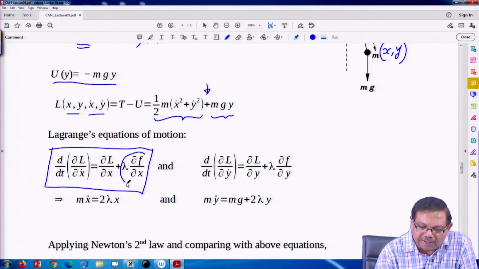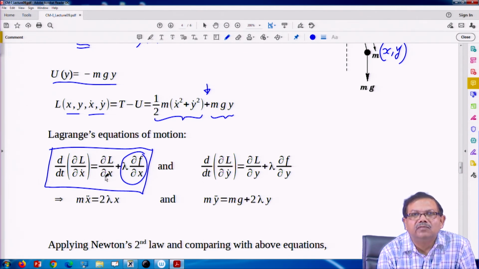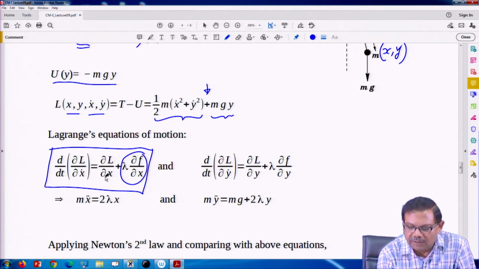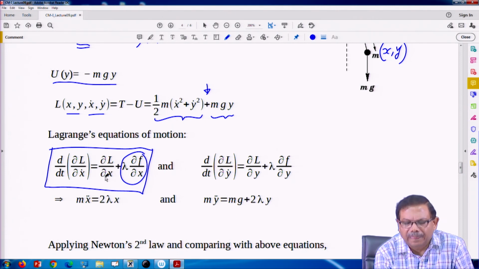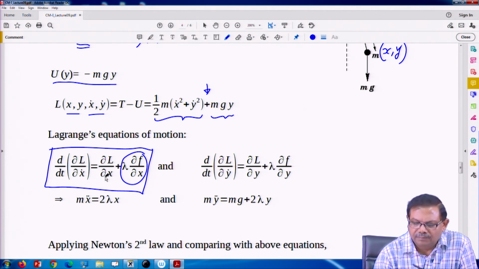This is the extra term because of the constraint, otherwise it is a standard Lagrange's equation of motion. Had we chosen generalized coordinate theta, we would not have bothered about this constraint, and the equation of motion would have been the standard Lagrange's equation of motion in generalized coordinate for theta. But we decided to do it in Cartesian coordinates because we wanted to see how the constraints affect the analysis.